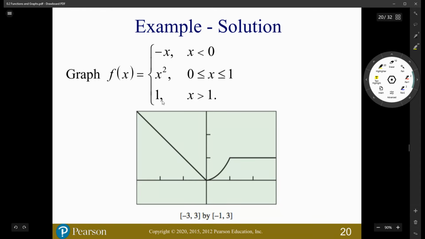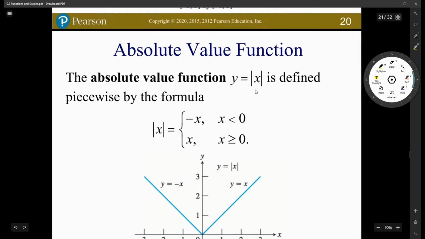Here it is. Here's negative x for all x's that are less than 0. I'm going to use y here. Y equals negative x. Here's y equals x squared between 0 and 1. And finally, to the right of 1, all x greater than 1, we have y equals 1. So a piecewise function is going to be a function with multiple rules, sometimes 2, sometimes 3, sometimes even more.